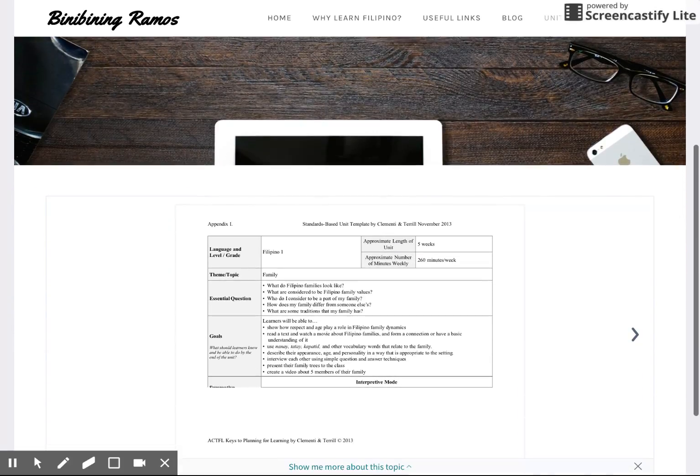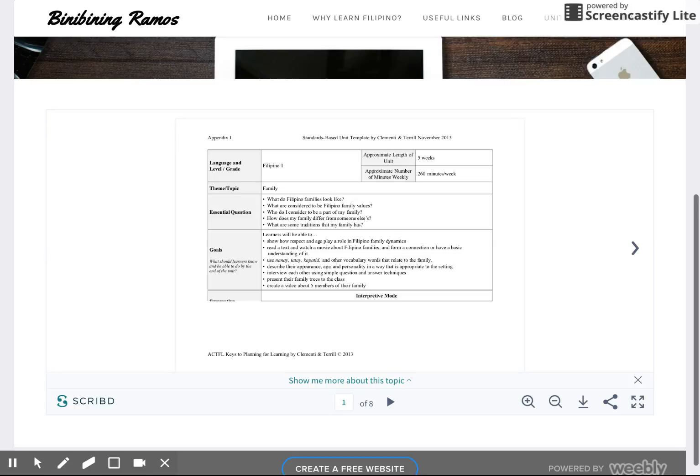What you see on the screen is a unit I created for this course. As you may notice, this thematic unit on family was created for a Filipino 1 class, which is novice level. When I was creating this unit, I had the intention of introducing students to what Filipino families typically look like in the Philippines and outside, but also highlight that it is changing because of global dynamics and varied needs.